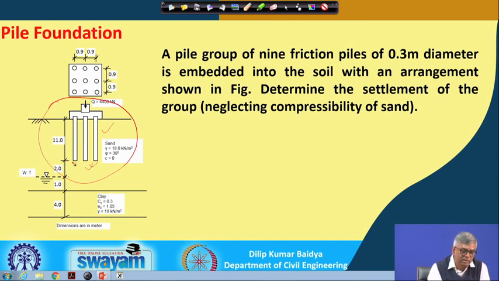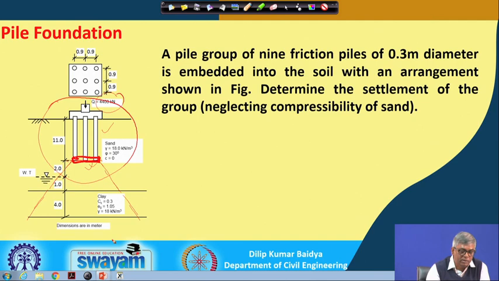So that means I can imagine an equivalent raft at the pile tip. That is the first thing. And you can see that there is a compressible layer just slightly away from the pile tip, 3 meter away from the pile tip, and the thickness of the clay layer is 4 meter. The pile group carries 4400 kilonewton of load. When I transfer the same load here, this load will be dispersed like this. So the equivalent raft will be here, and through that raft the pressure will be dispersed like this.